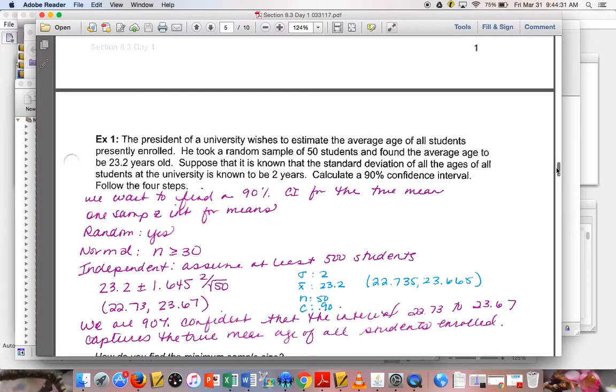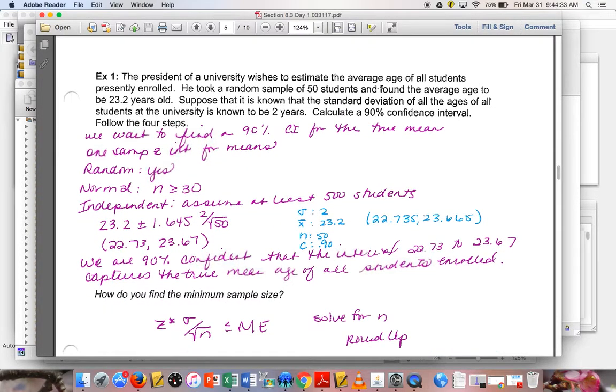So here, the president of a university wishes to estimate the average age of all students presently enrolled. I know this isn't a proportion because it says the average age. He takes a random sample of 50 students. He finds the average age to be 23.2, so that's the x bar. Suppose it's known the standard deviation of all the ages of all students at the university is 2 years. So that's telling me the population standard deviation is 2. Calculate the 90% confidence interval.